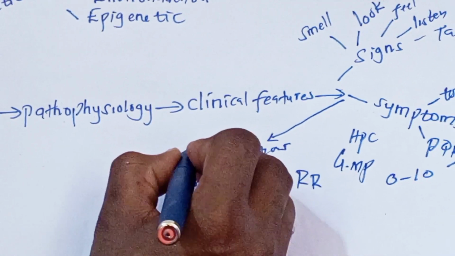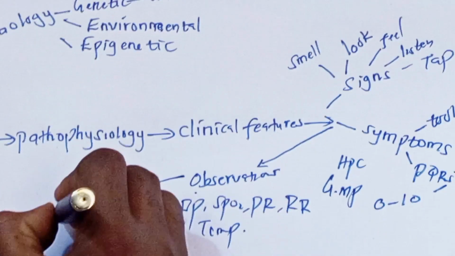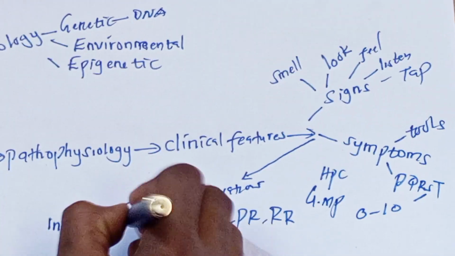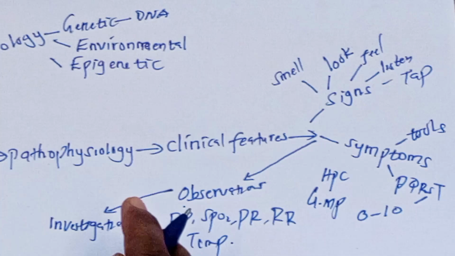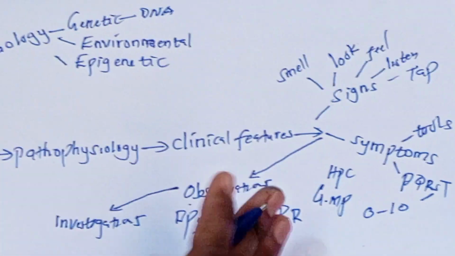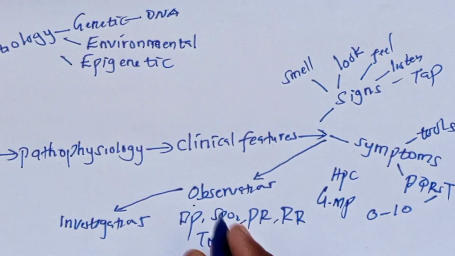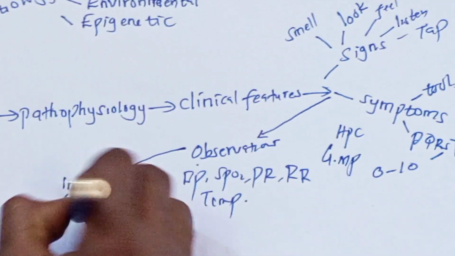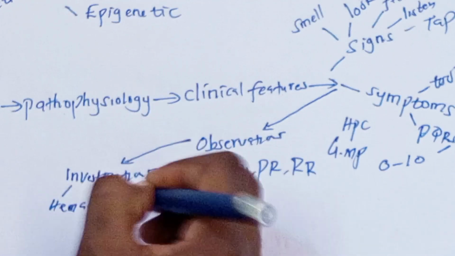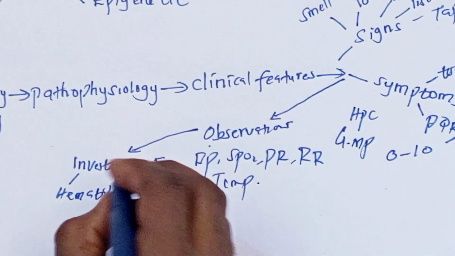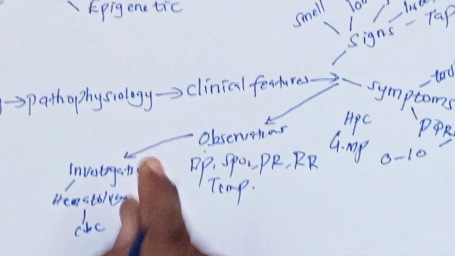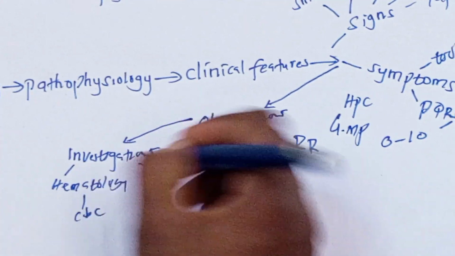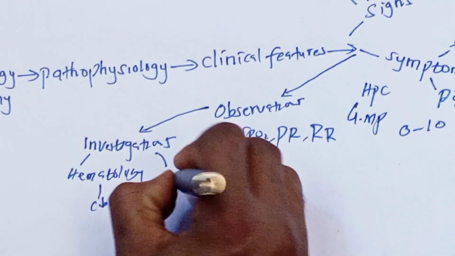Then after observations, what we do is the investigations. So investigations are any procedures that the doctor does to confirm the nature cause of the disease. For example, we have hematology. So examples of hematology include the CBC test. The doctor will do a complete blood count test, or your doctor can also do microbiology.